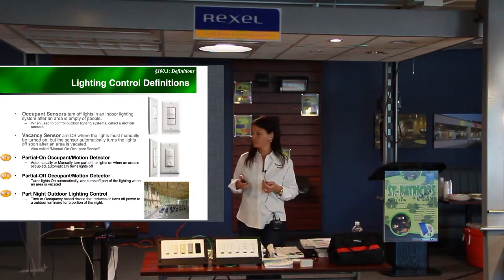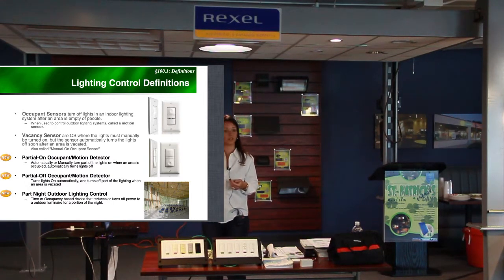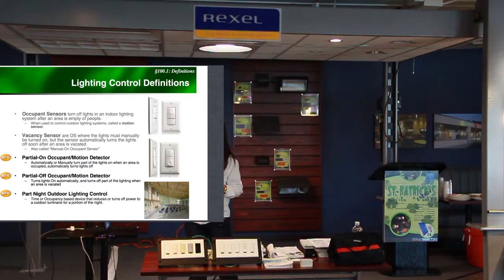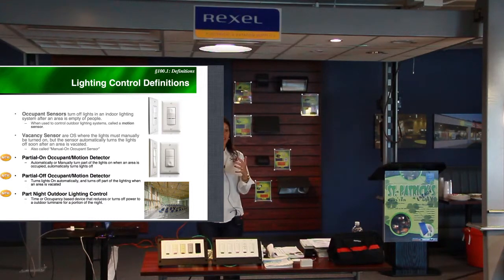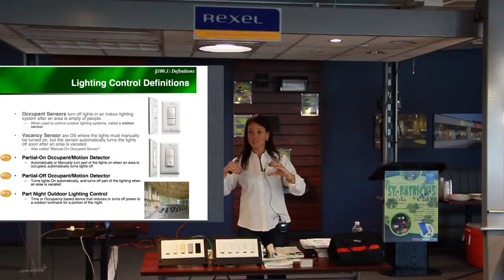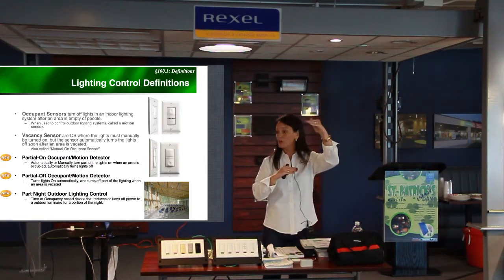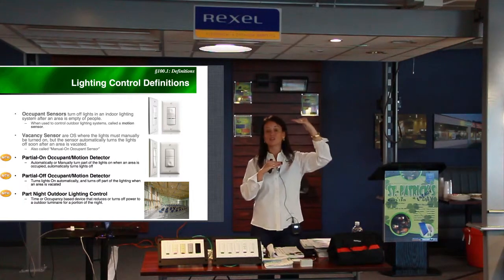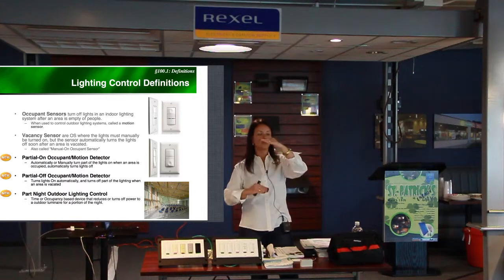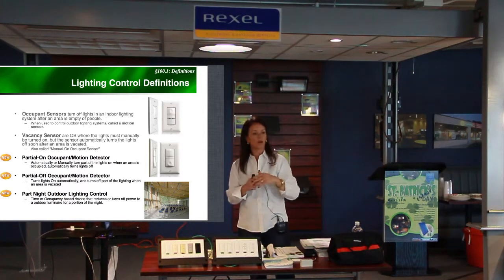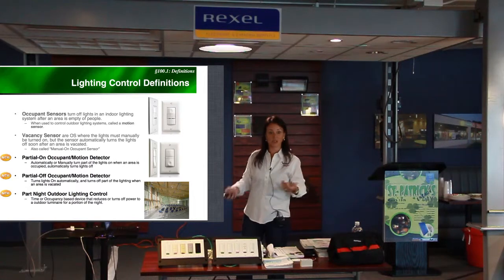That's a vacancy sensor. There are 3 new definitions in this Title 24: partial-on occupancy sensor, partial-off occupancy sensor, and part-night outdoor lighting control. So those are the high-low sensors. In some areas you're not mandated to turn off the lights completely, but it's mandated to stay at a certain level until somebody steps into that space and then it goes to full level. Some other areas are mandated to stay at a higher level and then drop to 50%, anywhere from 30 to 70%, when those rooms or areas are unoccupied.